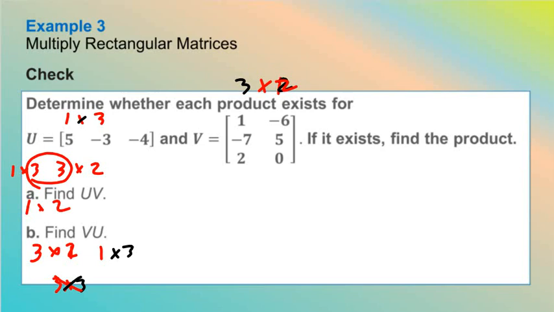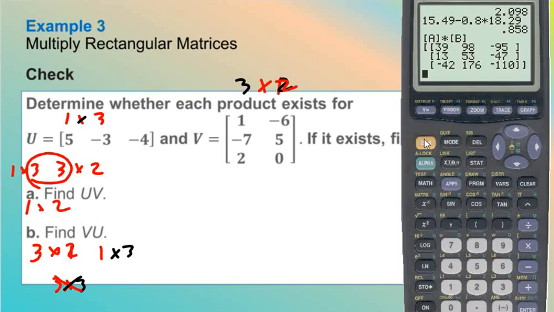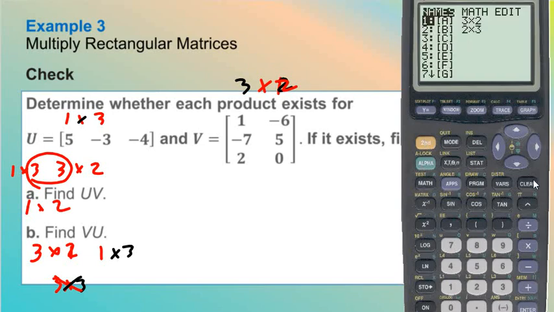So if I go back to my calculator, go to second matrix, go to edit. We're going to edit this first one. Our U is a 1 by 3. So edit. This is a 1 by 3. So I'll type those numbers in, 5, negative 3, and negative 4. And then matrix, edit the second one.